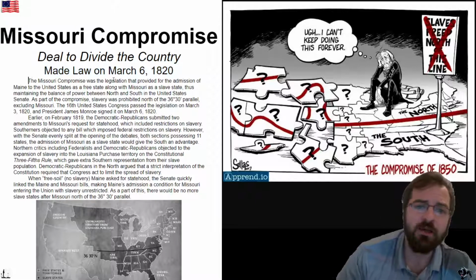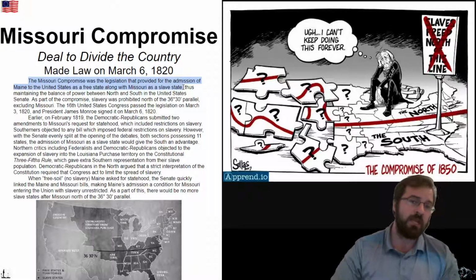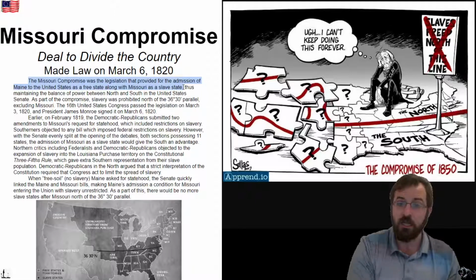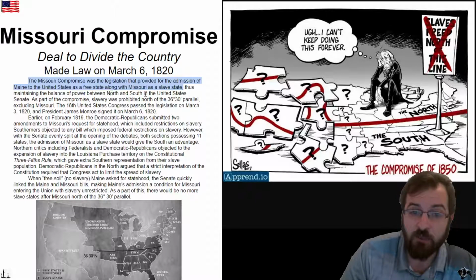The Missouri Compromise was the legislation that provided for the admission of Maine to the United States as a free state, along with Missouri as a slave state. So Maine would finally become its own state as a free state, and Missouri would be a slave state, thus maintaining the balance of power between the North and South in the United States Senate.